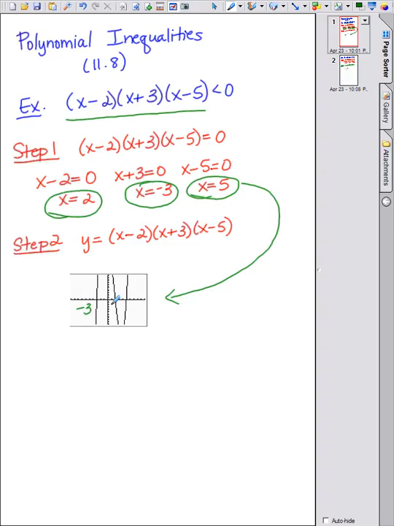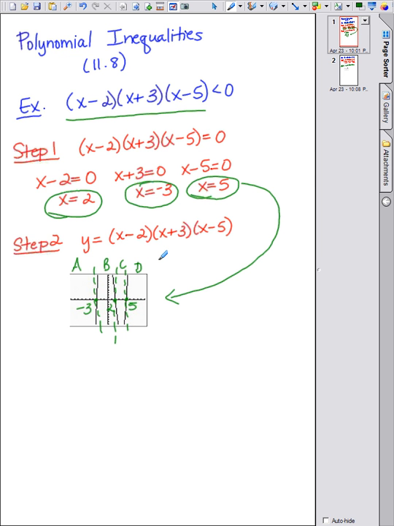This x-intercept point is 2. And then we also have an x-intercept point of 5. And so notice that these x-intercepts divide the number line up into different regions. We have a region A, which is to the left of negative 3. And we have a region B that is between the negative 3 and 2. And then we have region C, between the 2 and the 5. And then the last region is D, which is to the right of 5.